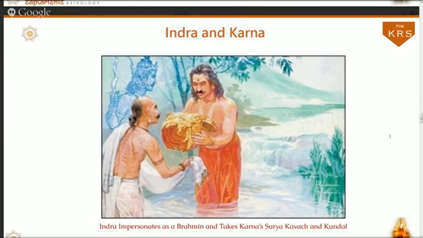He was born with that, and he had his kundal, given to him by Surya Bhagwan. That is his protective charm. And Krishna knew the secret that with this kavach and this kundal, he would be invincible. Nobody could even touch Karna.